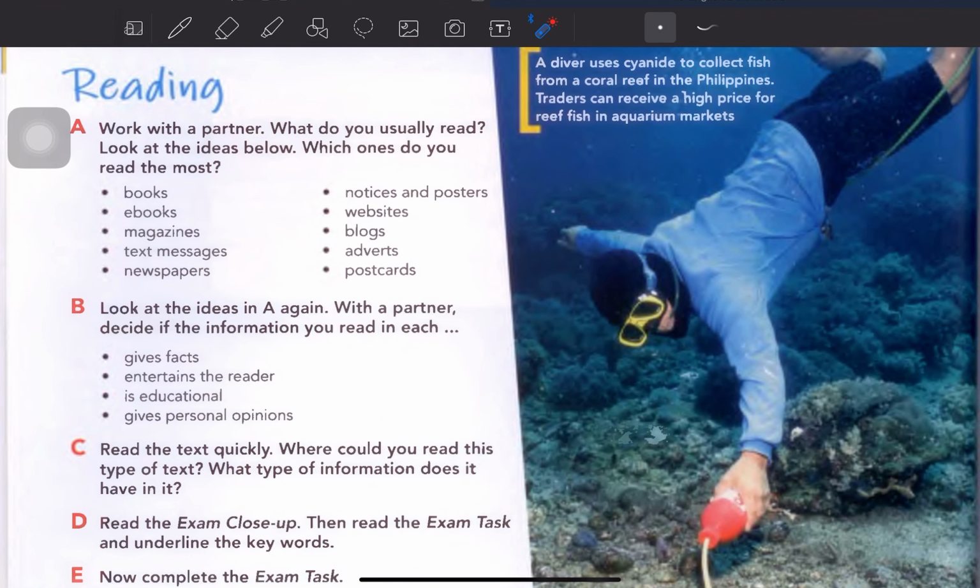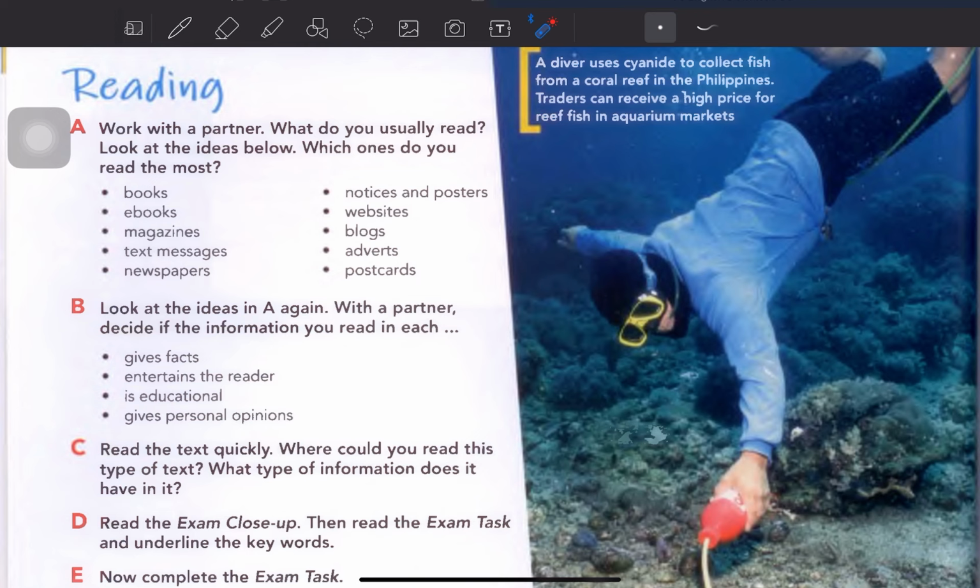What do you usually read? Look at the ideas below. Which ones do you read the most? We have books, e-books, magazines, text messages, newspapers, notices and posters, websites, blogs, adverts and postcards. So, yang mana satu yang kamu paling banyak baca?